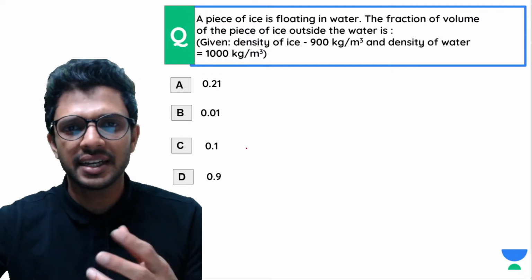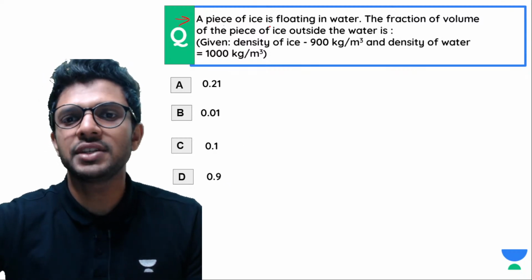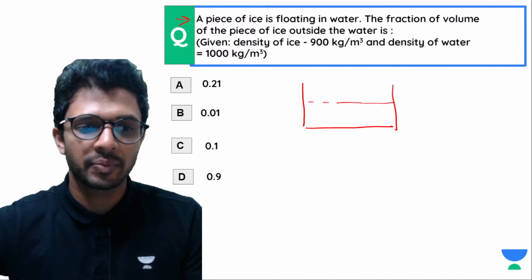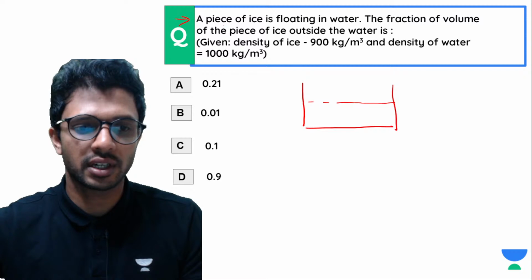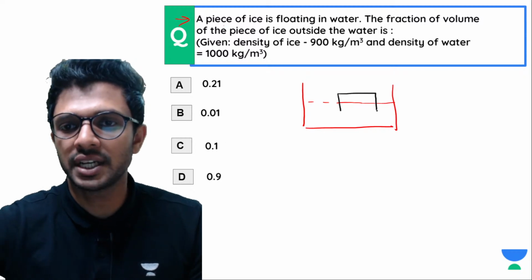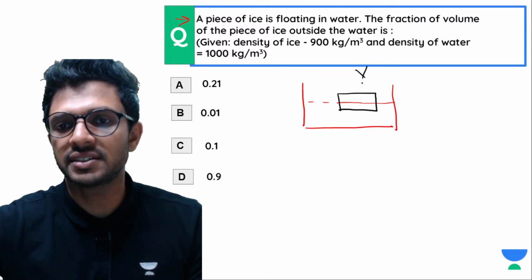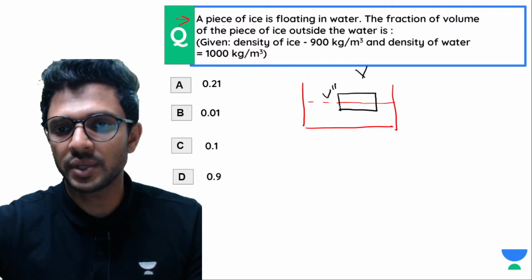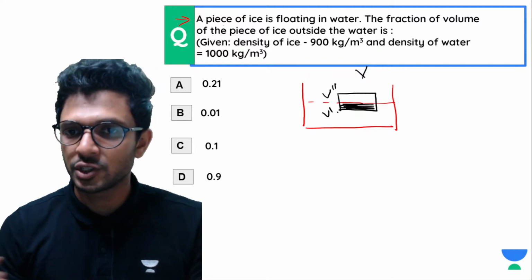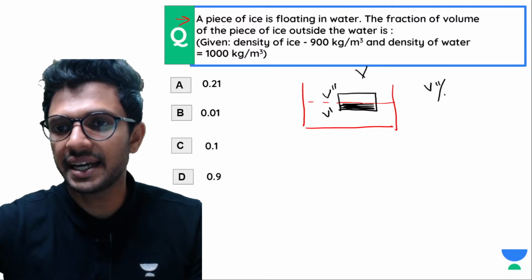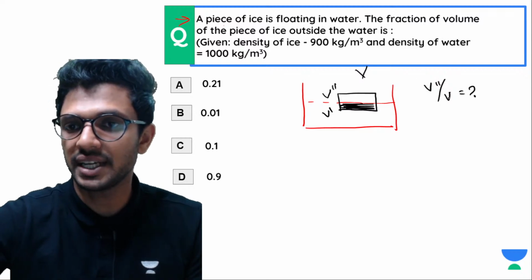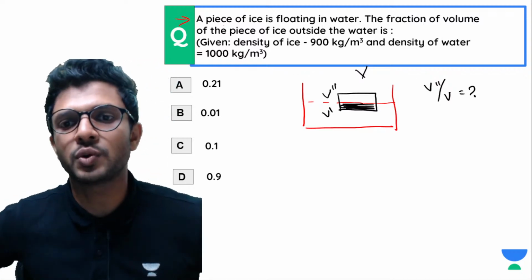Look, what a small question. A piece of ice is floating in water. This is our water, okay. In this water, what do we have? Who is floating? Nobody is coming. One minute. Yes, the color has come. So the ice is floating like this. Let's say the total volume of ice is V. The volume of the body outside is V double dash and the volume inside is V dash. So the question is to find V double dash by V, that is, the fraction of volume of the piece of ice outside the water, V double dash divided by total volume. This is what we have to find out.